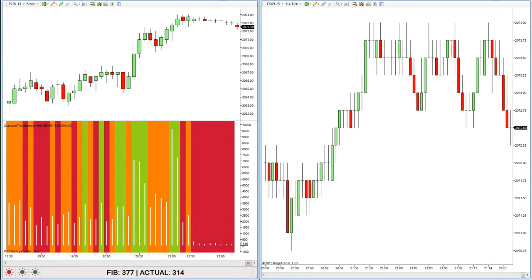And the single reason we can do that is because the indicator is matching the time-based chart with the correct tick chart. In other words, apples with apples. We're not matching apples with pears. Here we are matching apples with apples.